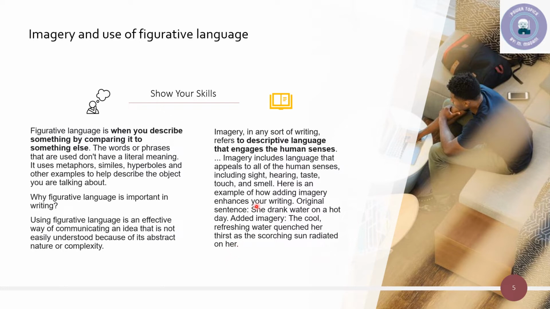Would you prefer the first sentence or the second one? I'm pretty sure you're going to prefer the second one. Because as you read the sentence, a picture was formed in your mind that there is actually a girl who drank water to quench her thirst. And imagery is sort of like up-leveling sentences. Now what is up-leveling sentences?